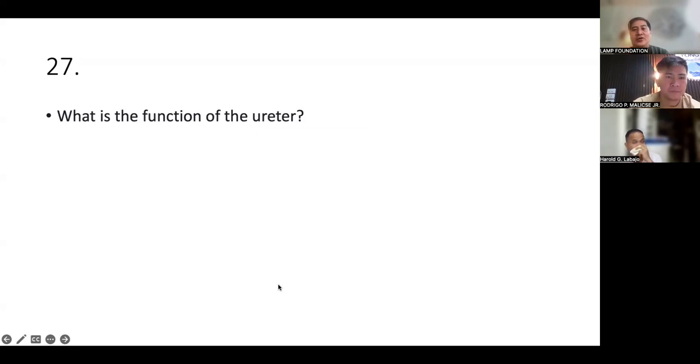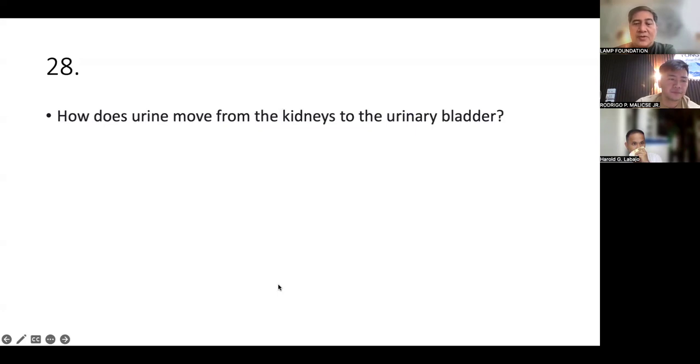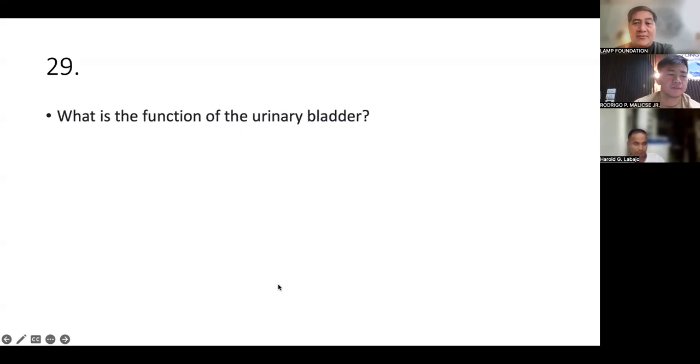What is the function of the ureter? The function of the ureter is to transport the urine from the kidneys to the urinary bladder. How does urine move from the kidneys to the urinary bladder? Peristaltic waves, about every 30 seconds, move the urine into the bladder. What is the function of the urinary bladder? The function of the urinary bladder is the storage and expulsion of the urine.